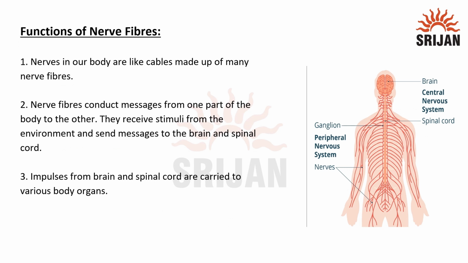Now we can talk about the function of nerve fiber. Can you see in this image, all these things are nothing but the nerves. In our entire body these nerves are spread, and you can see that these nerve fibers have an important function of conducting messages from one part of the body to another. So they are going to receive the stimulus, send it to the brain and spinal cord, where brain and spinal cord would be taking some decision and sending it back to the organs. And these impulses from brain and spinal cord are carried to the various body parts with the help of these nerve fibers.